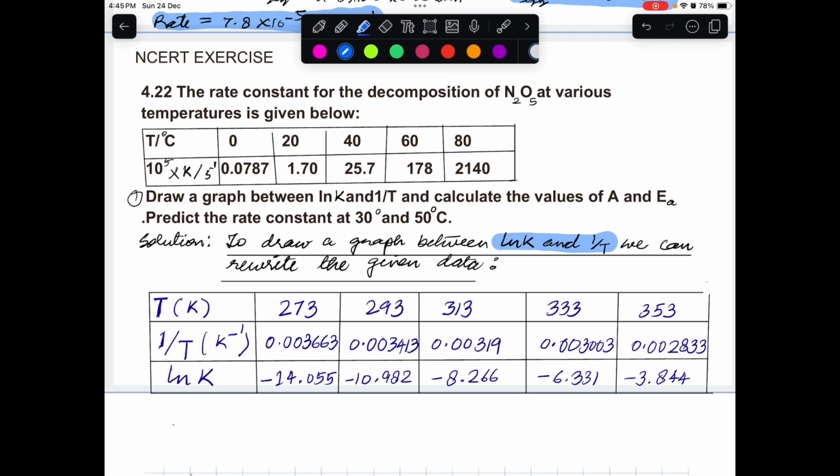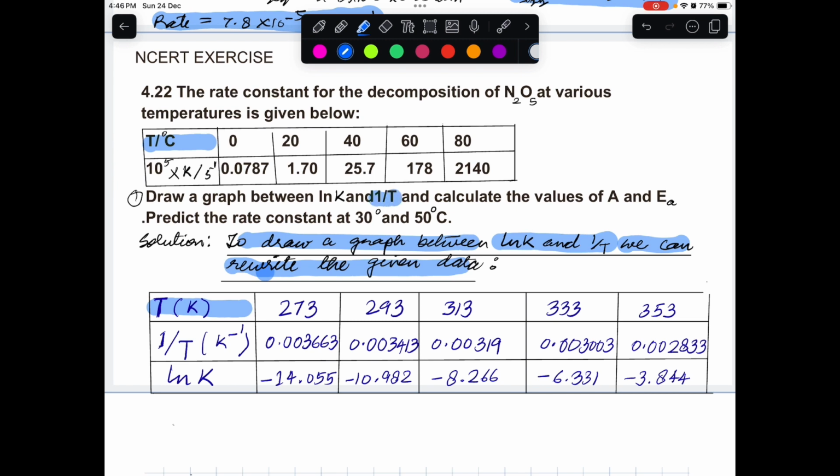They have given temperature values, and these temperature values are given in degrees Celsius. Because we will be plotting in standard units, we'll convert to Kelvin. So we will be converting temperature in degrees Celsius into Kelvin, like 0 degrees Celsius will become 273 Kelvin, as you know how to convert. And the second value, for plotting the graph, we need 1 by T.